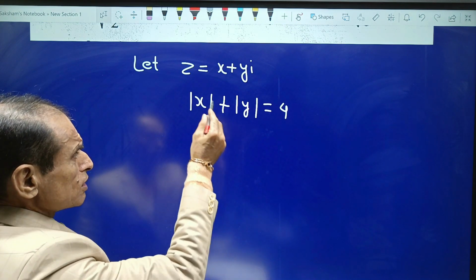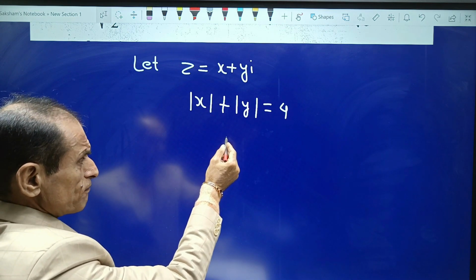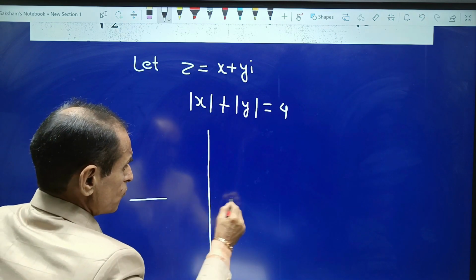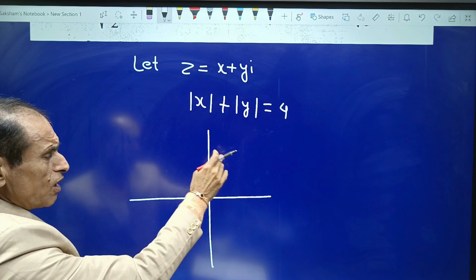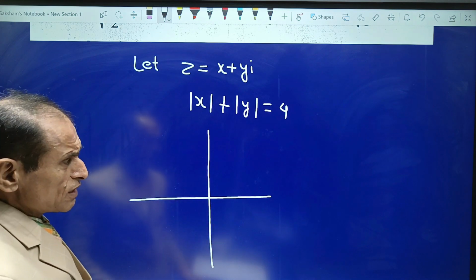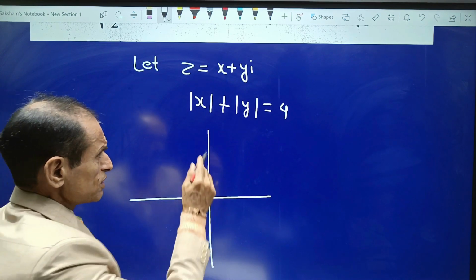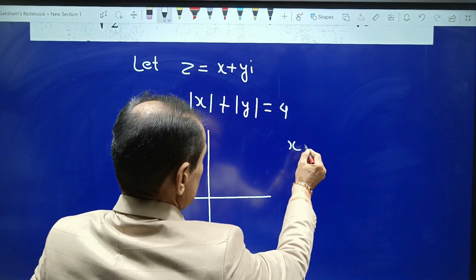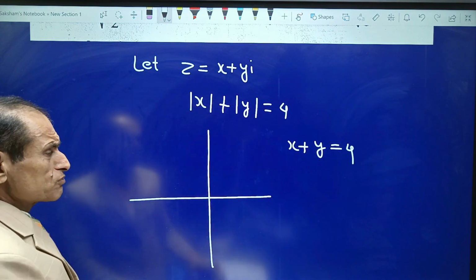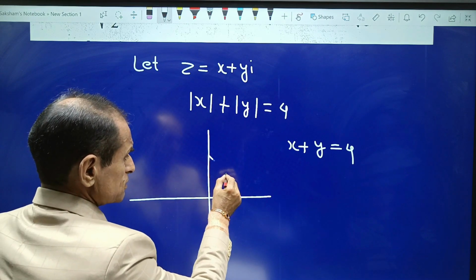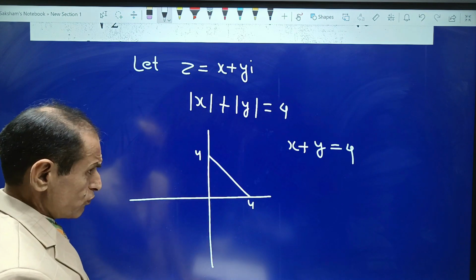Hence, to draw the complete graph, we just draw the graph in the first quadrant. Once we have got the graph in the first quadrant, the graph of the second, third and fourth quadrant can be easily obtained. And for the first quadrant, it is clear that this equation can be written as x plus y equal to 4. And we know that x plus y equal to 4 represents this line where this point is 4 and this point is also 4.